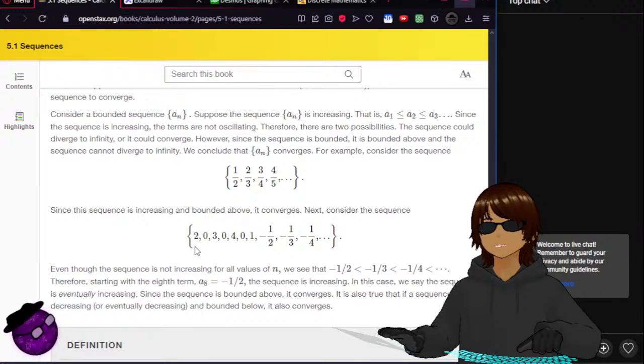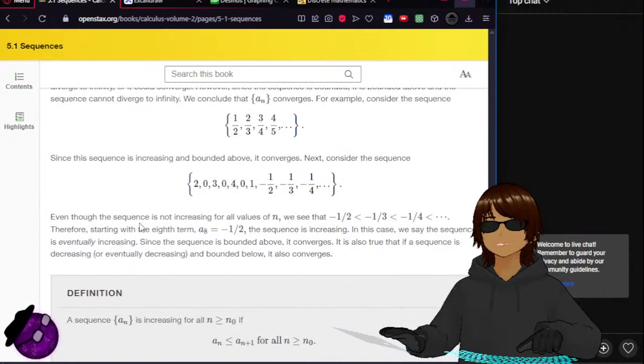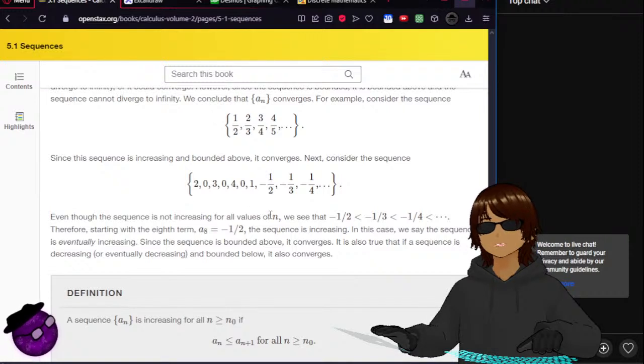Next, consider the sequence 2, 0, 3, 0, 4, 0, 1, minus, minus. Even though the sequence is not increasing for all values of n, we see that minus half is less than minus 1 over 3, less than minus 1 over 4. Therefore, starting with the 8th term, minus half, the sequence is increasing. In this case, we say the sequence is eventually increasing. Since the sequence is bounded above, it converges. It is also true that if a sequence is decreasing or eventually decreasing and bounded below, it also converges.